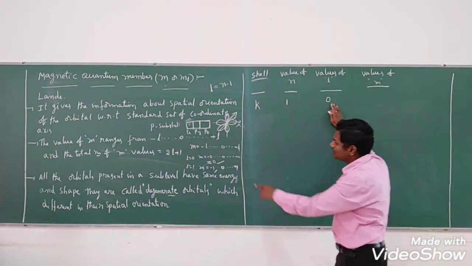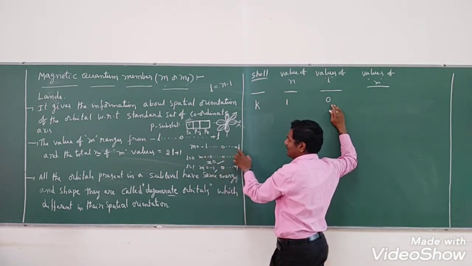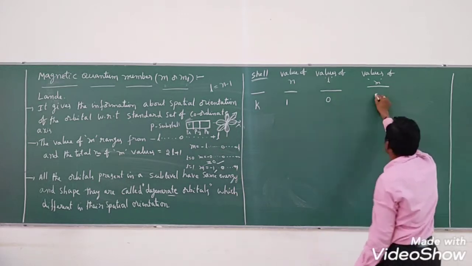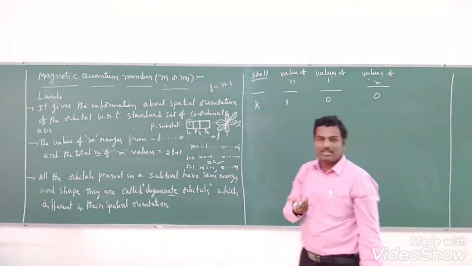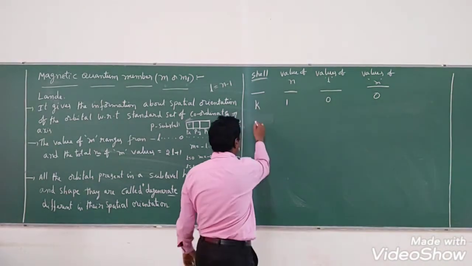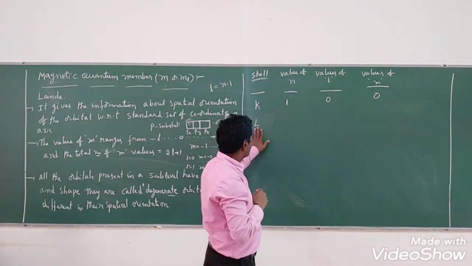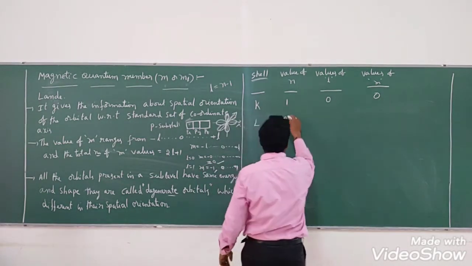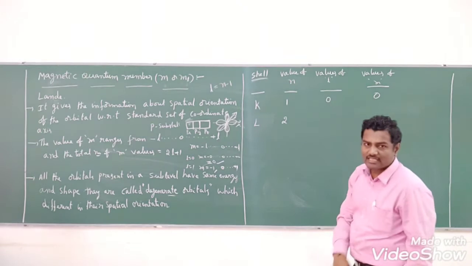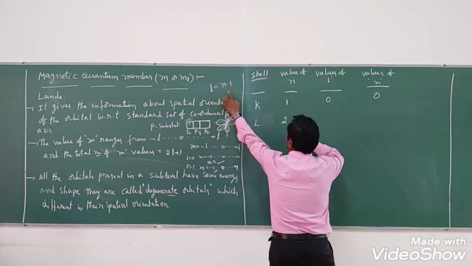So if l equals 0, what are the m values? The possible m value is minus 0, 0, plus 0, whatever, the total is 0 only. How many m values are we getting? Only 1, that is 0. In a similar manner, take the L shell. In the case of the L shell, what is the n value? n equals 2, that shell we call the L shell. If n equals 2, how many l values are possible?